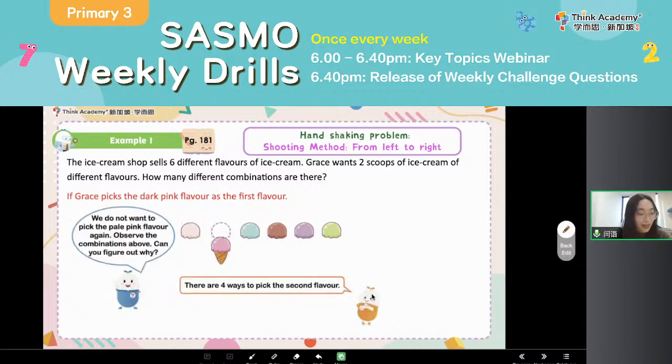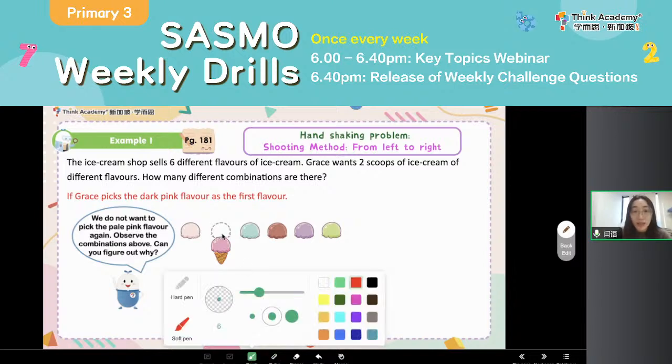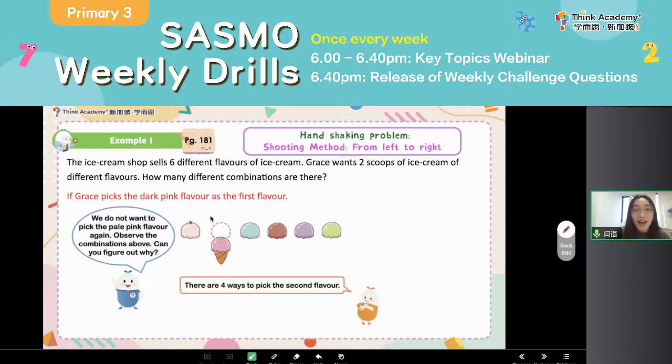Then move on to the second one. If Grace picks the dark pink flavor as the first flavor, think about it. Do we still need to pick the light pink one? No need, right? Because the light pink plus the dark pink is the same as the dark pink and the light pink. Remember that they are totally the same. So following this again, let's check how many ways there are.